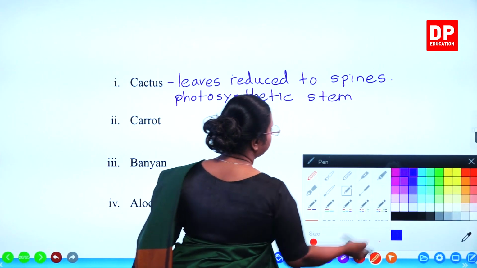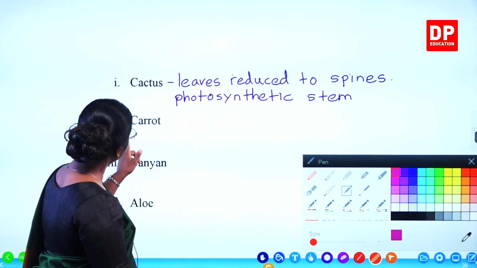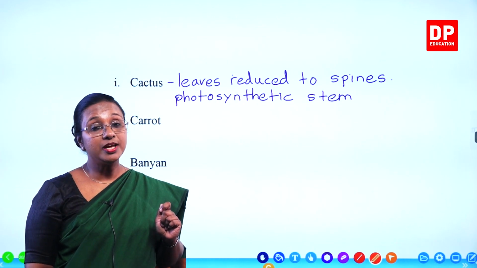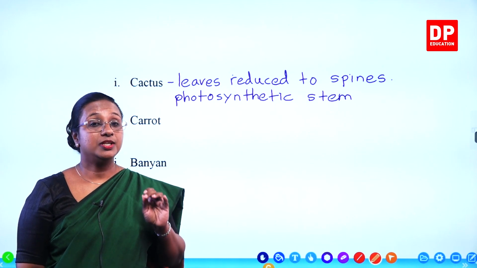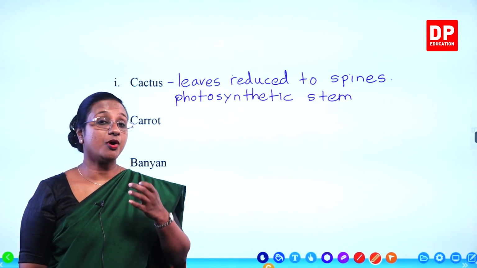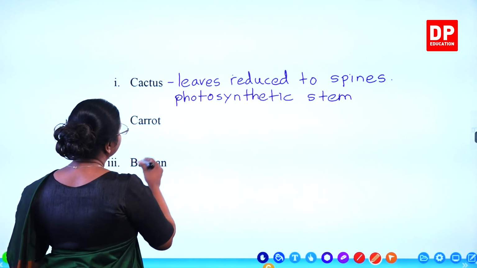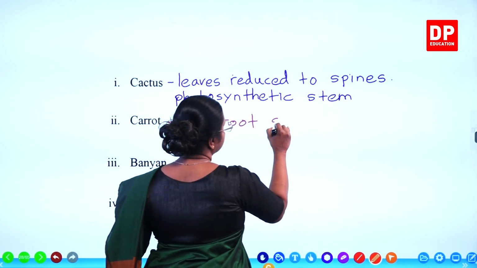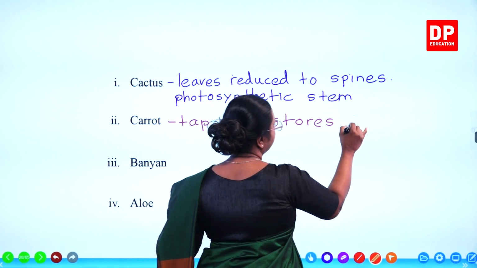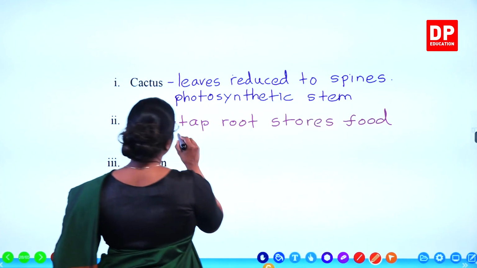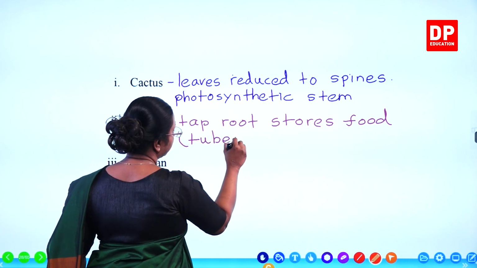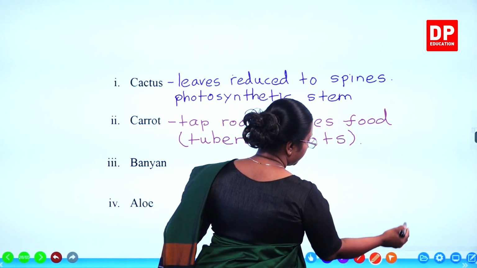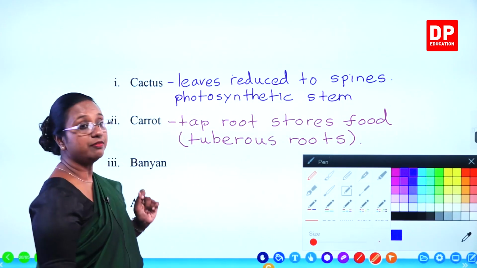Those are the adaptations of cactus. Then what about carrot? What is the special adaptation? It stores food in the taproot. So the taproot becomes the tuberous root or storage root. So here we can say taproot stores food. What is the other name given? Tuberous root. So that is the special adaptation of carrot.